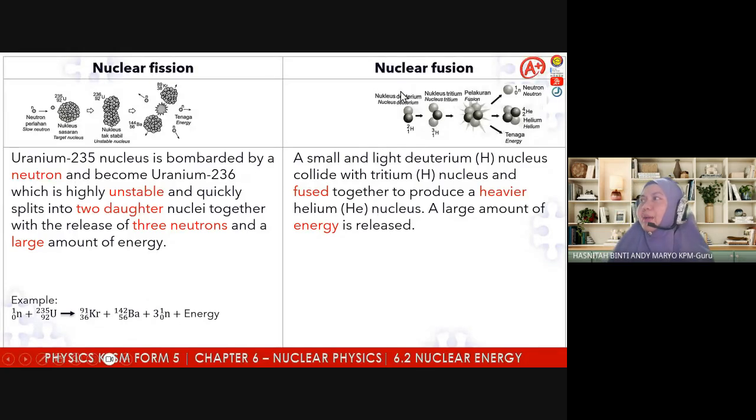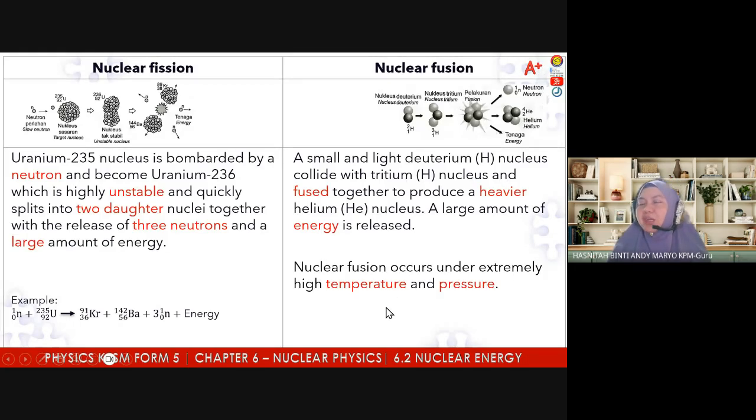Okay. While the example of fusion, as I mentioned just now, we have light nuclei, deuterium and tritium. Actually, deuterium and tritium are radioisotopes of hydrogen. Okay, so they fuse together to produce a heavy helium nucleus. And in this process, it releases a neutron and a very large amount of energy. Okay. For this nuclear fusion, it occurs under very high temperature and pressure, at the surface of the sun. Okay, and this is the example of the equation.